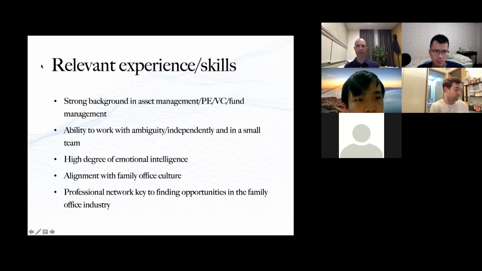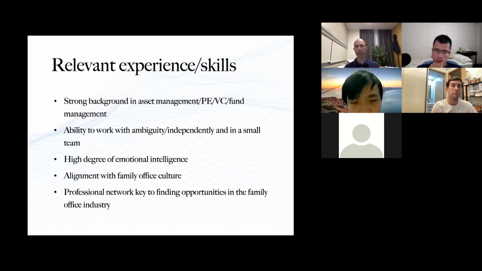In terms of relevant experiences and skills for working in a family office, if we're looking at just the investment side, really the asset management side of things, probably nothing surprising here, but we're talking about having a strong background in asset management, or having worked in private equity, venture capital, early stage, or in some sort of fund management, whether you're working for a hedge fund or sovereign wealth fund or something like that. Having experience in those areas is really important.